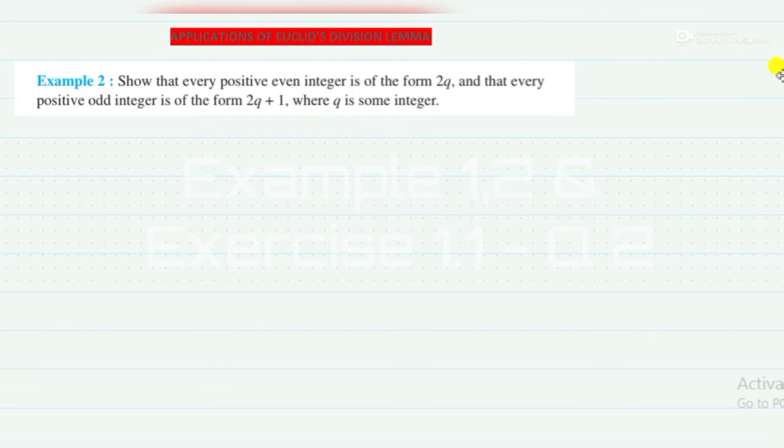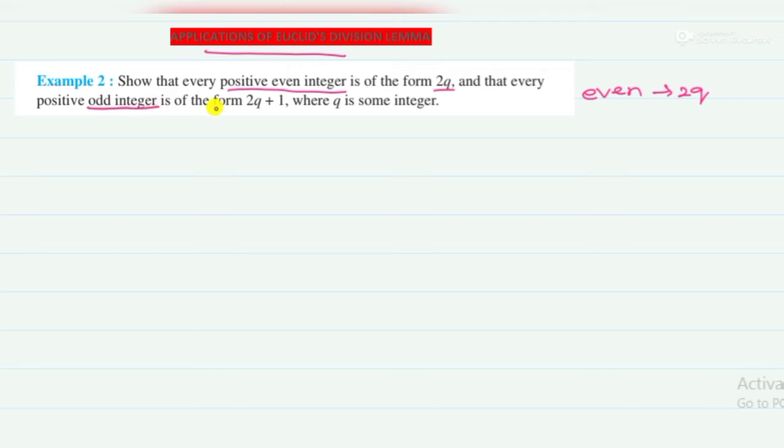So example 1.2, exercise 1.1, question number 2, we are going to discuss in this. Applications of Euclid's division lemma. Example 2: show that every positive even integer is of the form 2q, and every positive odd integer is of the form 2q plus 1, where q is a positive integer. So let us start solving this.